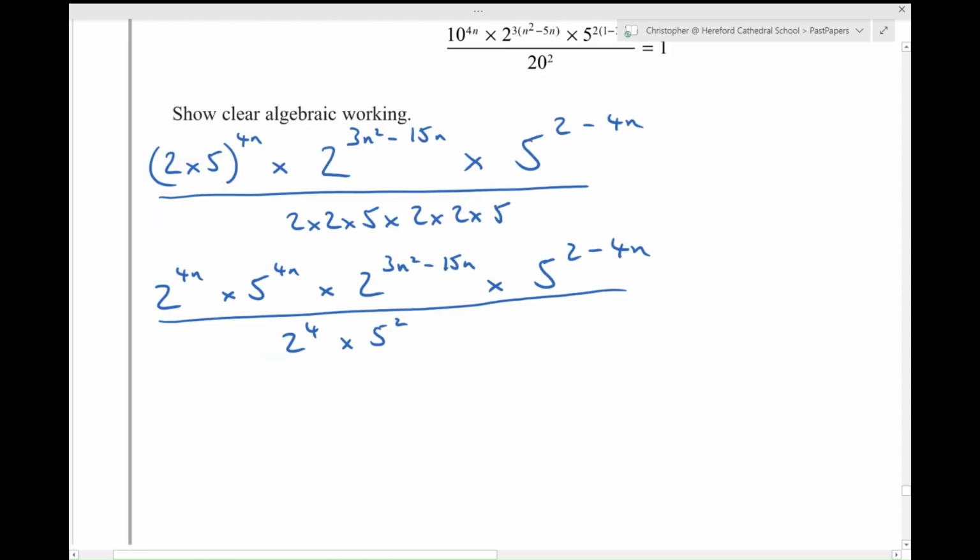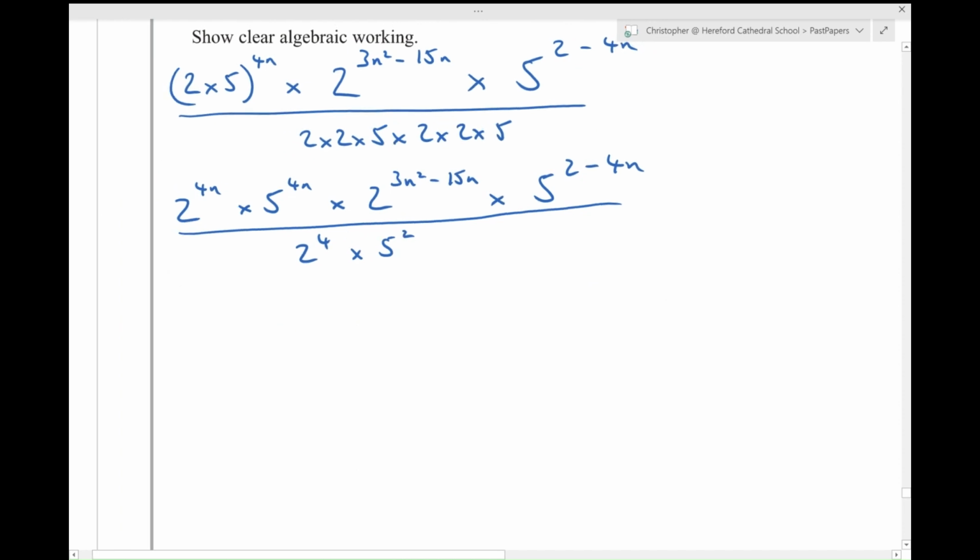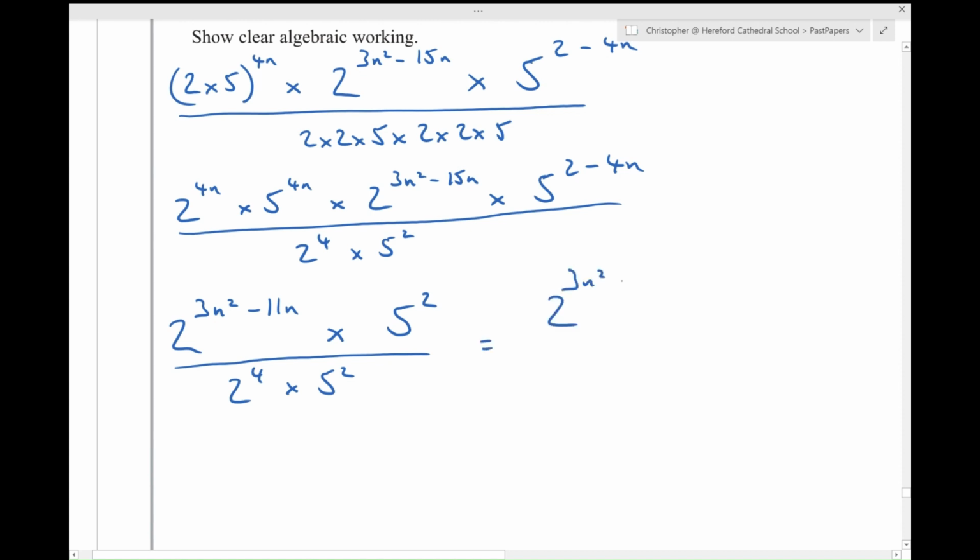Okay, right. Let's tidy up the top by adding these indices. So I'm going to have 2 to the power 3n squared minus 11n, that's the 4n minus the 15n. So that's what I've got in base 2. And then if I look at the 5s here, I've just got 5 squared, haven't I? Because 4n plus 2 minus 4n just gives me 5 to the power 2. And my denominator is 2 to the power 4 times 5 squared. Well, I can divide top and bottom by 5 squared. So now I've got 2 to the power of 3n squared minus 11n over 2 to the power 4.